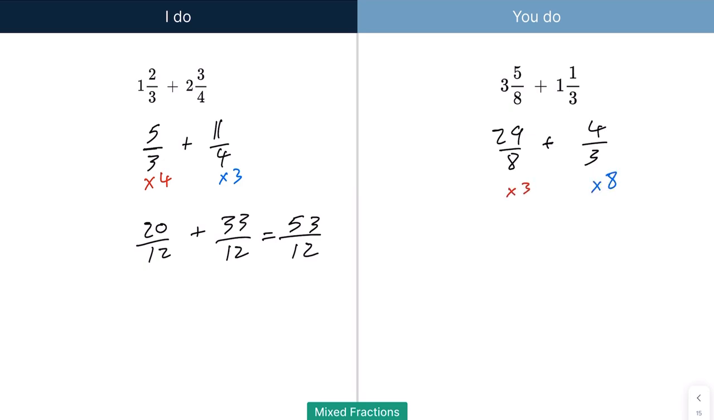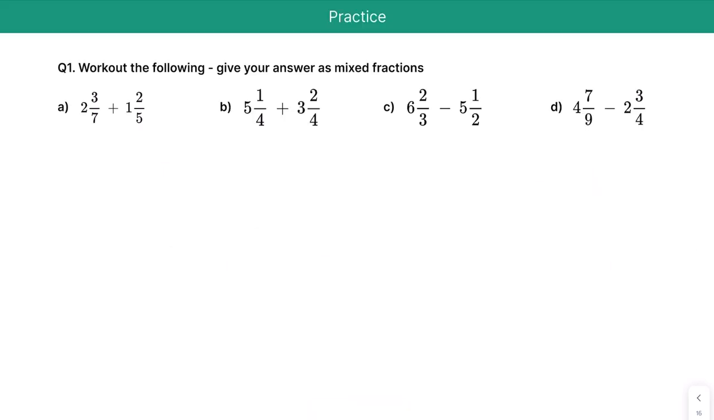And that then becomes 3 times 29, which is 87. Divide that by 8 times 3, which is 24. That's your 24 there. 8, 16, 24, 32. And then it's just a case of doing 32 plus 87, which is 119 over 24. And that's the answer there. So here's some questions. Press pause and have a go. Here are the answers. Mark your work.